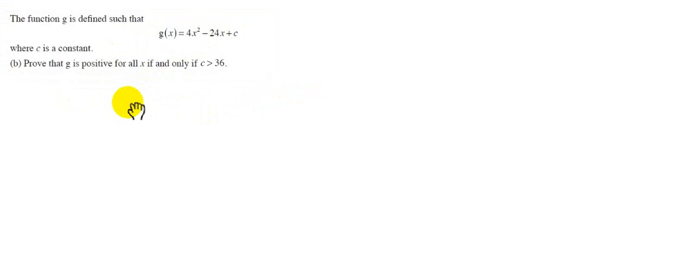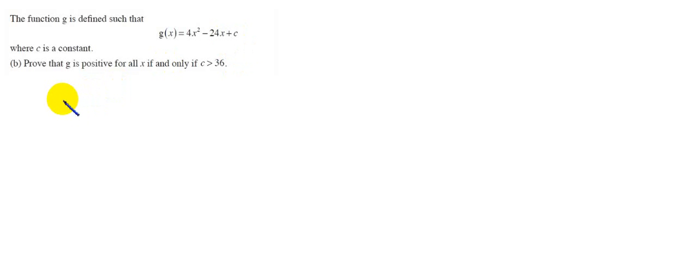In the previous video, we discussed proof by deduction. We are given a function. So this video is part B, the next part of the previous video, where we will also be proving this function by deduction. We are given that 4x squared minus 24x plus c is a function g in the x variable, where c is a constant, and we have to prove that g is positive for all x, like the previous video. So g is positive for all x if and only if c is greater than 36. So c is a constant and c must be greater than 36, they are saying.